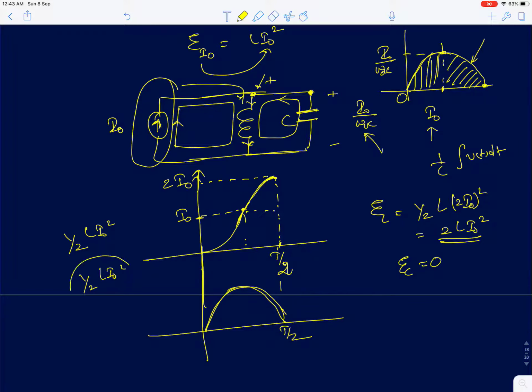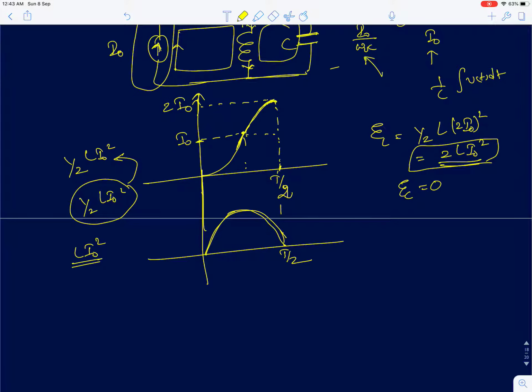So if this capacitor has now transferred all the energy present in it and converted it into current to the inductor, ideally the energy should be simply L I naught squared, right? But here we are getting 2 L I naught squared. So where did the remaining energy come from? That remaining energy comes from the current source.